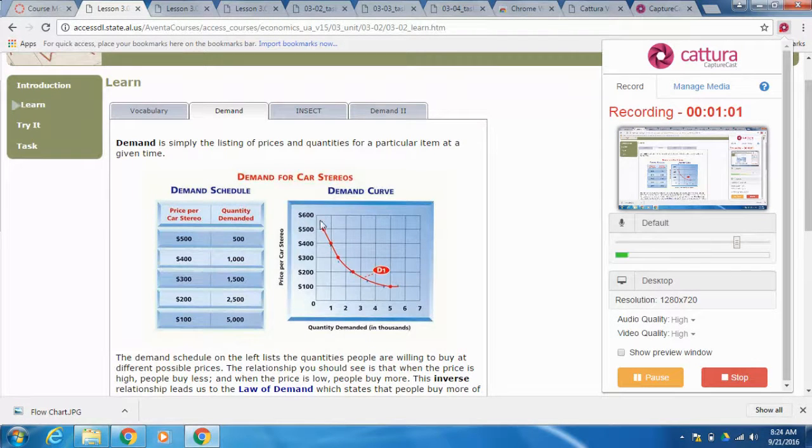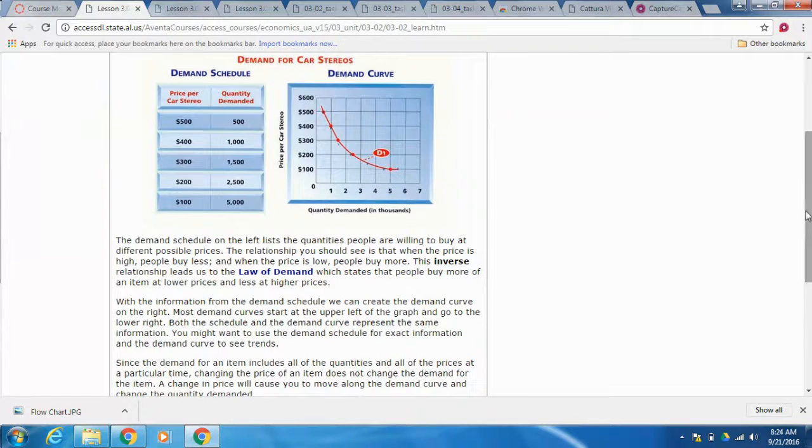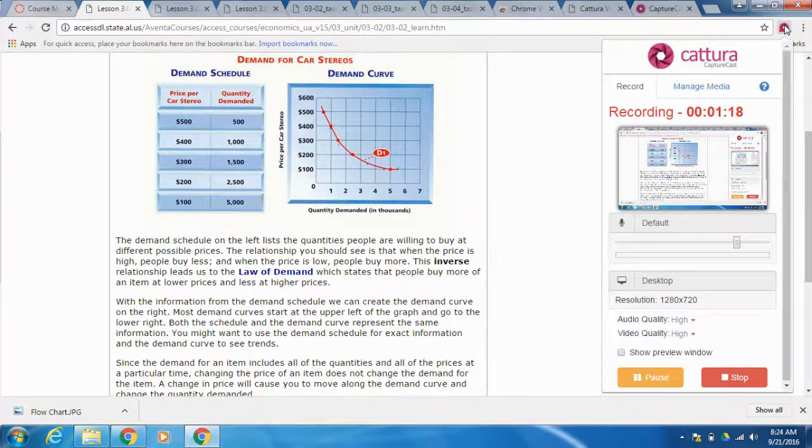Now, the demand curve starts at the upper left and goes down to the lower right. This demand schedule and demand curve are the same information, they're just in different views. Here's something that is important to remember: a change in price does not change the demand. It only changes the amount that is demanded, or the quantity that is demanded. So, for example, if car stereos go from $300 to $200, that's not going to shift the demand curve. It's simply going to move down the demand curve from 300 to 200.